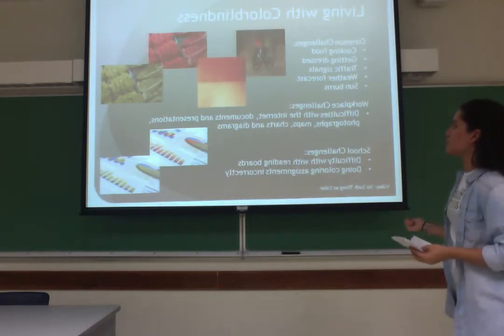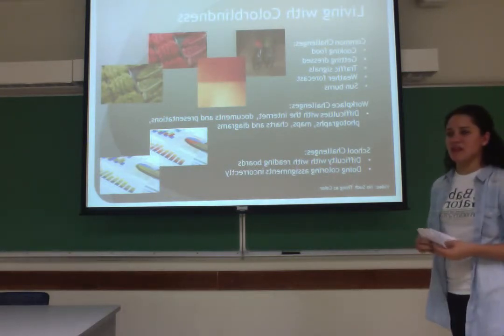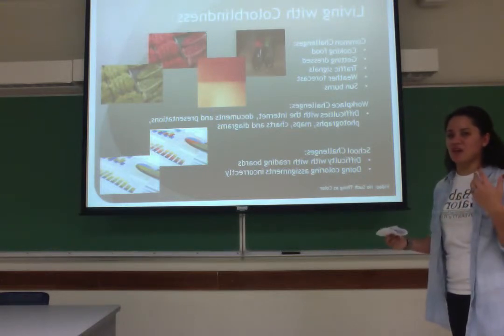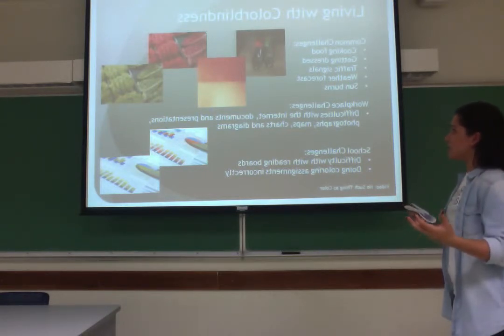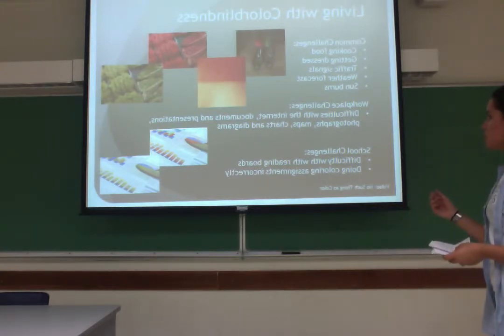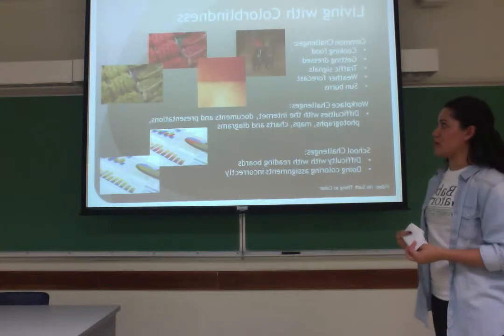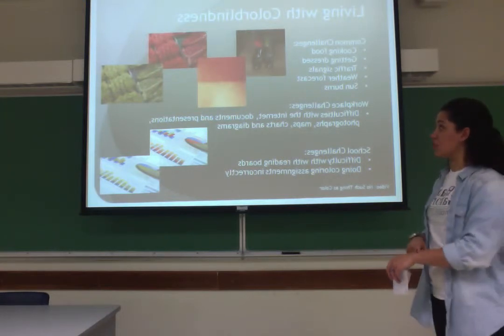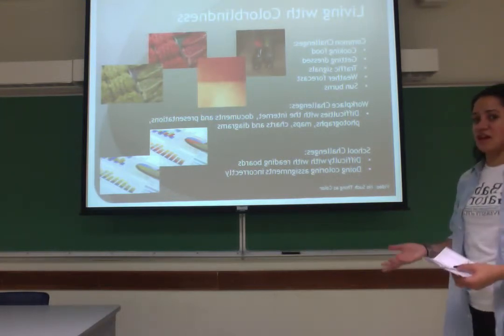The weather tends to be an issue for a lot of colorblind people because they can't see the difference in the sky. They don't know if it's going to rain because everything's just different shades to them. And we noticed that sunburn was a really big issue because they're not able to detect the change in color in their own skin, and they tend to burn because they stay out longer than they're supposed to.